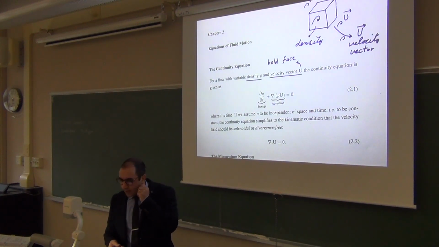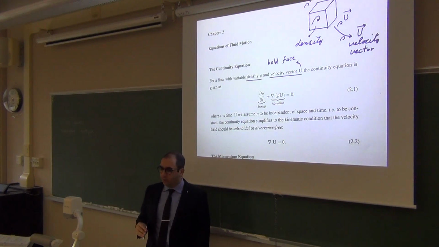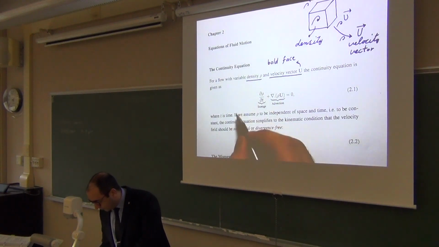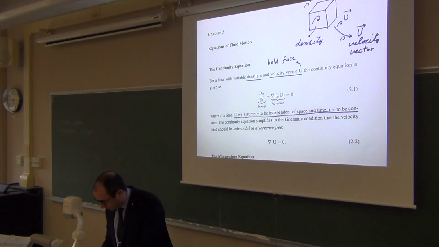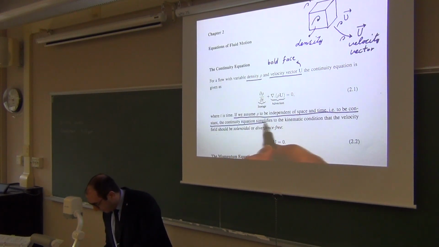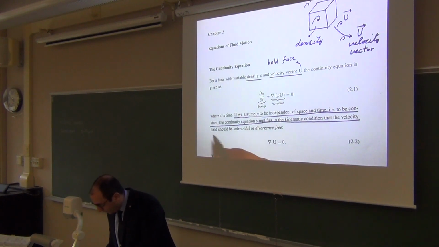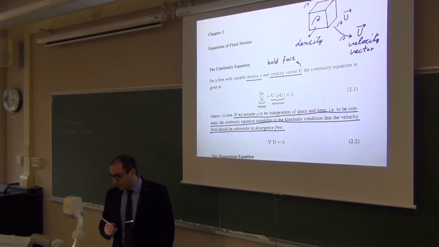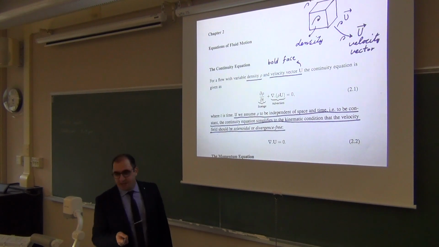But for a lot of practical purposes, and for the purpose of this course, which is a fundamental course, we can assume the density is constant. If we assume that, the continuity equation is simplified to the kinematic condition that the velocity field should be solenoidal, or divergence free. Why did I say kinematic condition? What is the difference between kinematic and dynamics?